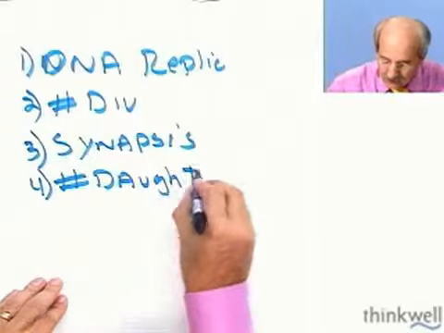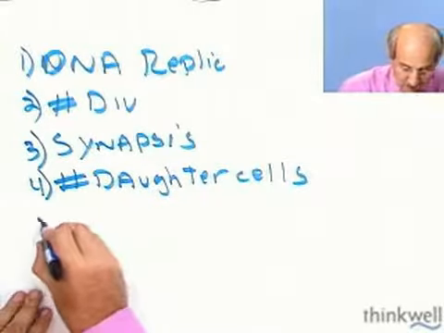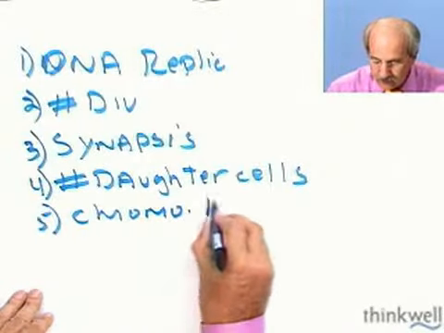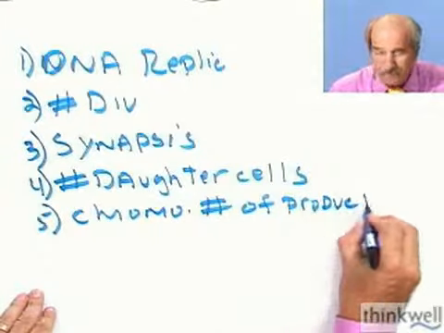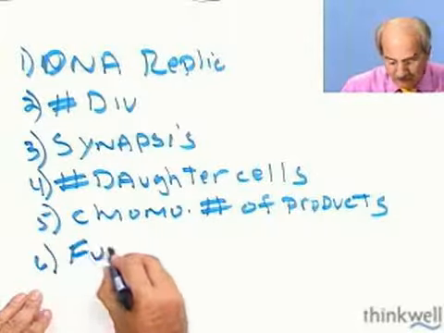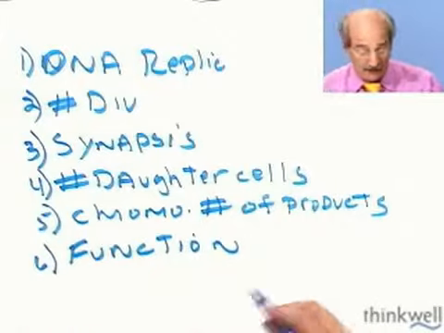A nice little rogues gallery of things that may or may not be different. Number 5, the chromosome number of the products. And number 6, function. Just because I put number 6 does not mean it's the least important. In fact, in many ways, it's where you should be beginning your comparison.